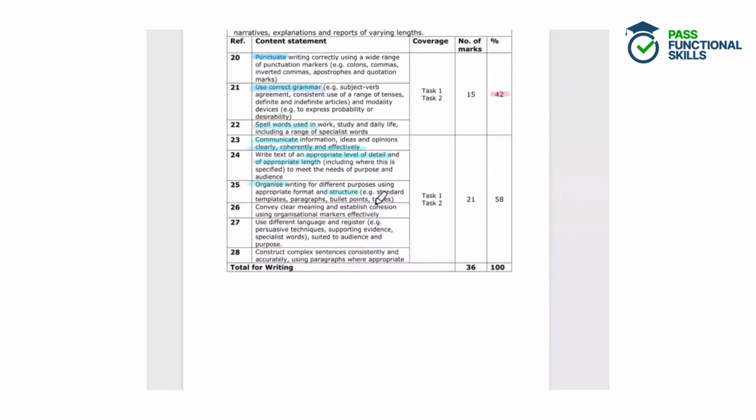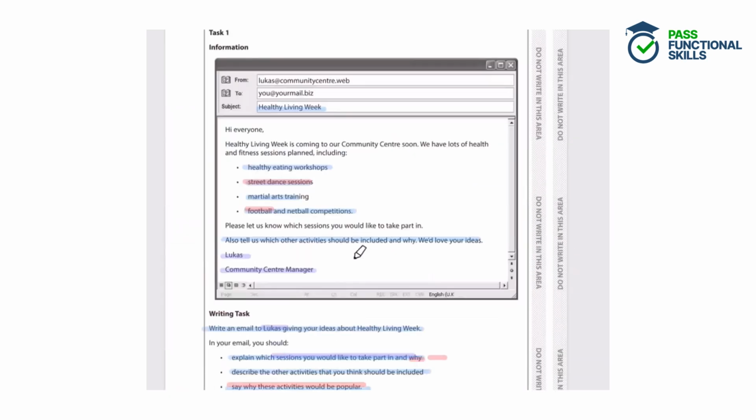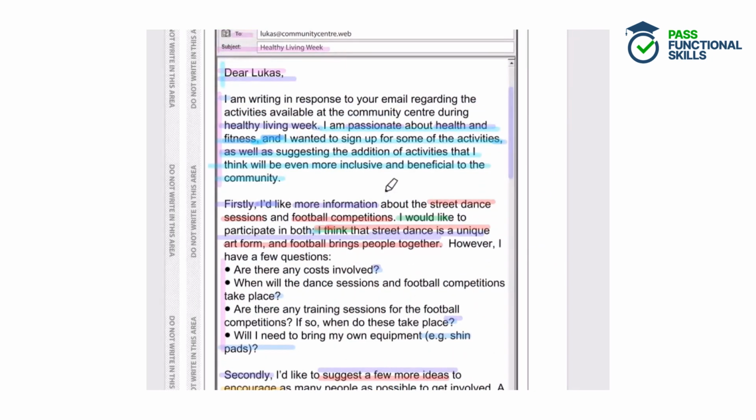We're conveying clear meaning and establishing cohesion. So that means that all of our writing is really well linked together. Our sentences work well together and each paragraph is about a slightly different topic, but they're all connected together really well. We're using effective language and register that is suited to the audience and purpose of the text. So our language is appropriate for Lucas, it's quite formal and respectful, and it's also very positive and persuasive to match the purpose of the text. And finally, we have constructed some complex sentences consistently and accurately. So we've tried to use longer sentences that join different ideas together. So altogether, we've met all these criteria and the answer is effective.